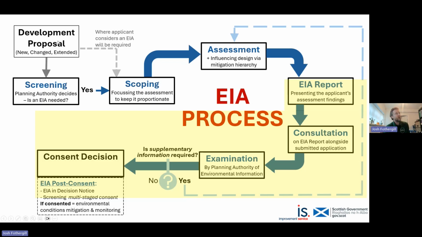So we've had our development proposal, we've screened it to say, yes, it does require EIA, or our developer has indicated they're going to produce an EIA report, so it didn't need to go through that process. We've scoped it, so we've identified what is going to be inside it, or the developer has done that, and we might have issued an opinion if requested. The developer has done their assessment, and they've produced their EIA report, and that's where we're going to start off today. They've produced that EIA report and they've submitted it to us.